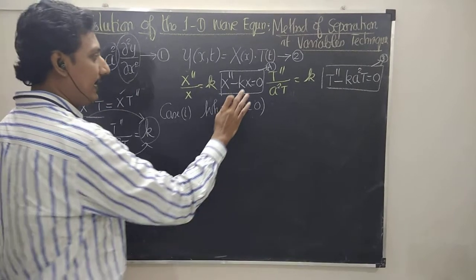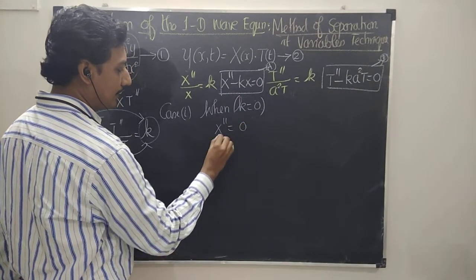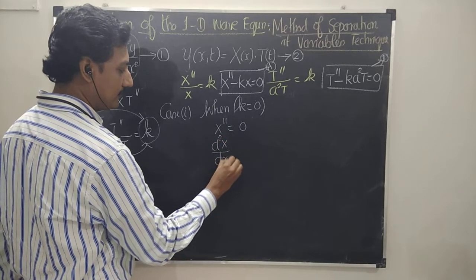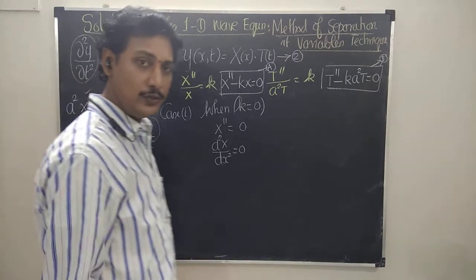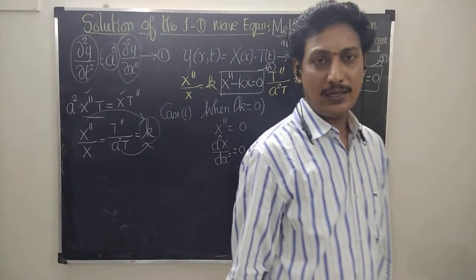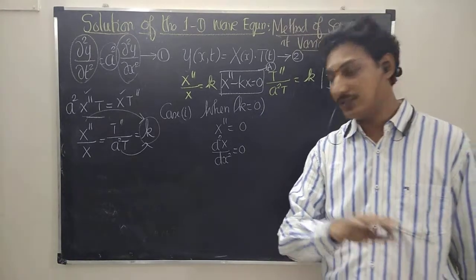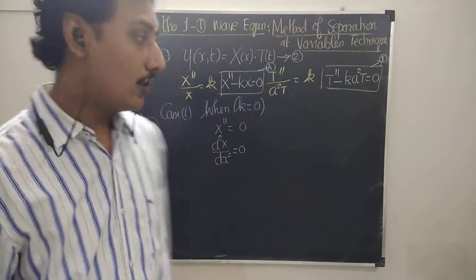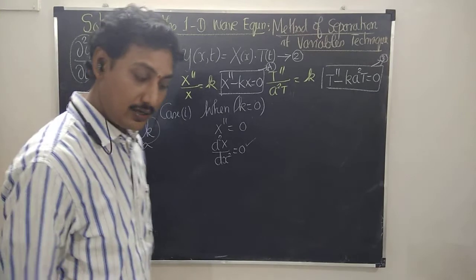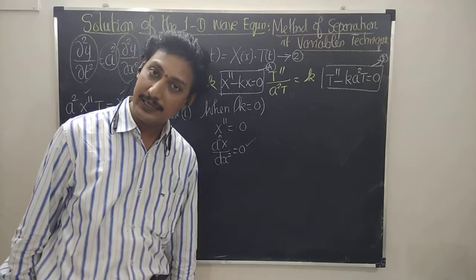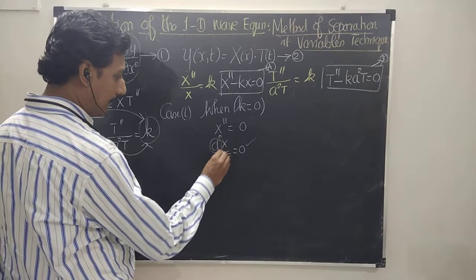When I substitute k equal to 0, this becomes x double dash equal to 0. What is my x double dash? d squared x by dx squared is equal to 0. Isn't it? As we already know, what is the complete solution of a second order differential equation? It consists of complementary function plus particular integral. But the particular integral is generated from the right hand side term, and here it is 0, so there is no PI.